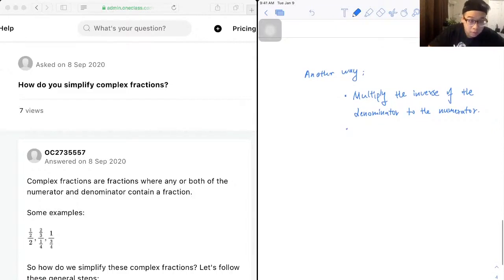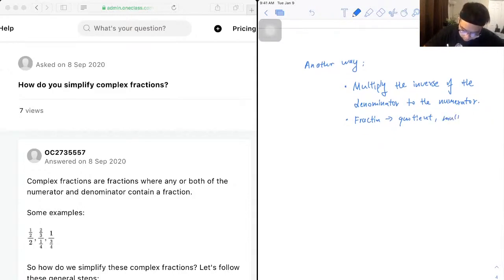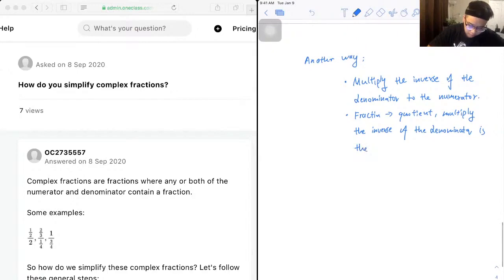And since fractions are quotients, we multiply the inverse of the denominator, which is the same thing as dividing the two fractions.